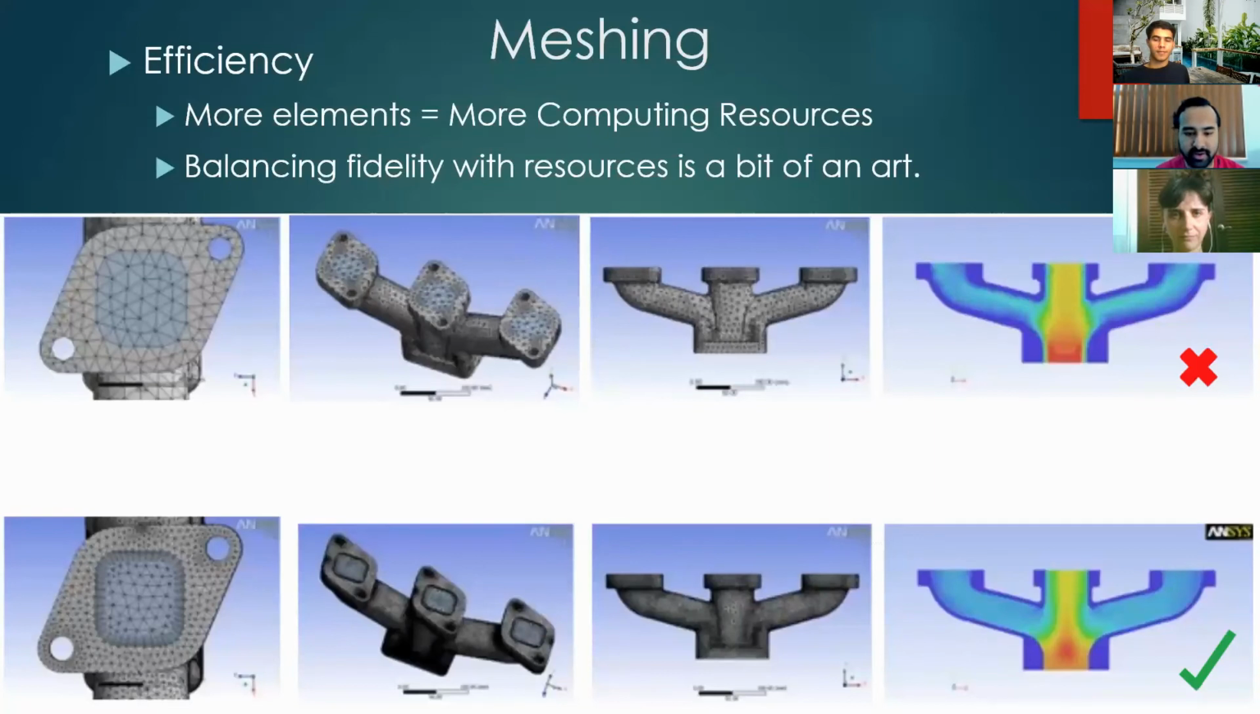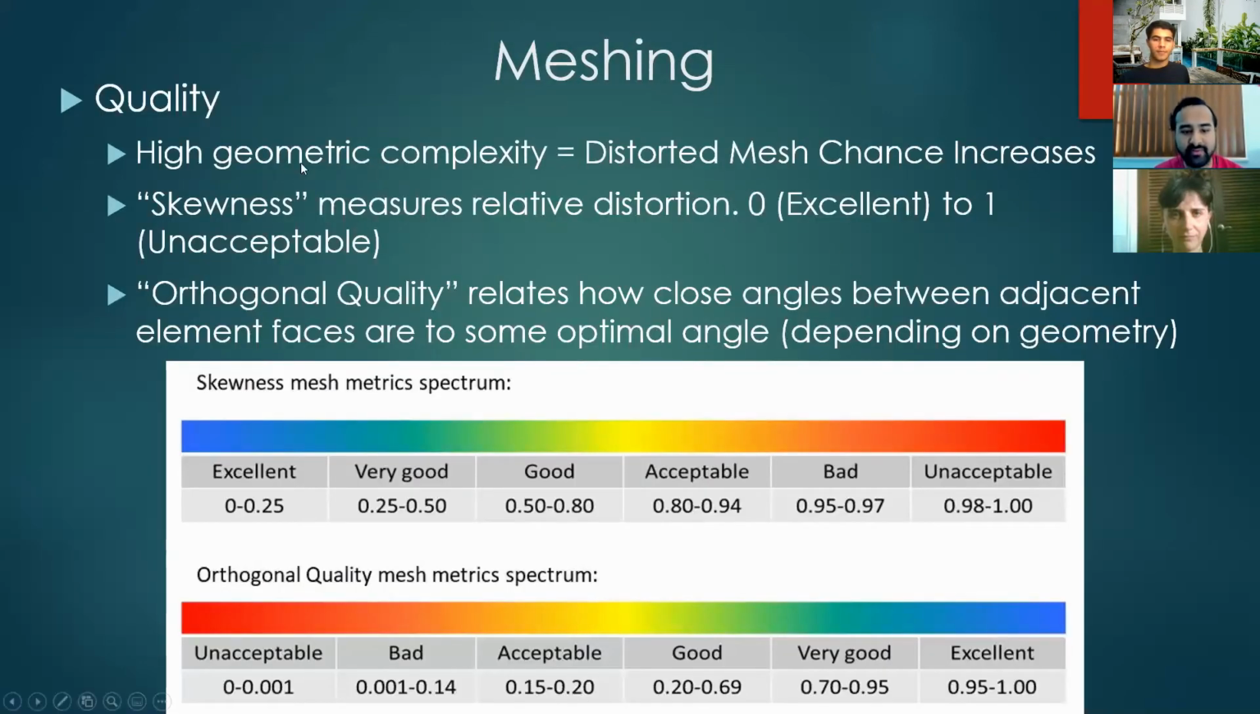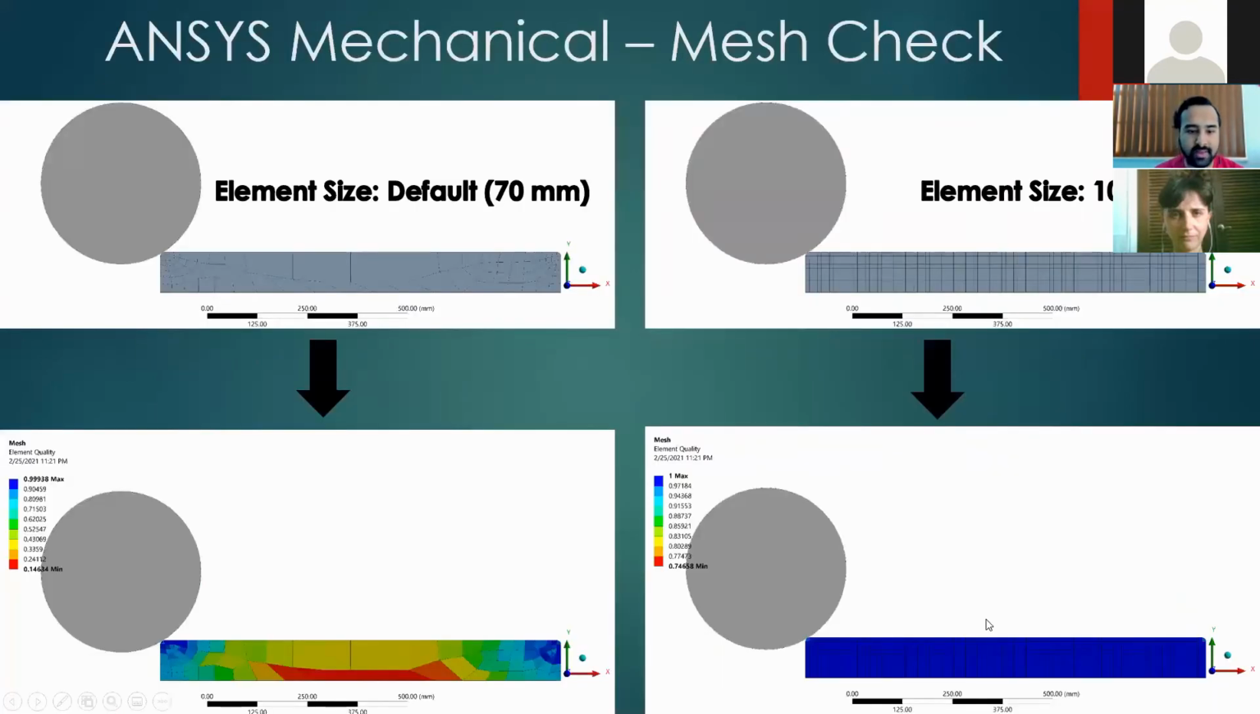So let me quickly go here. So if you have a high geometric complexity, you're going to get a distorted mesh. So the skewness that you can measure goes from 0, which is excellent, to 1, which is unacceptable. And the orthogonal quality, which is what I just showed you, has the exact reverse. So 0 is bad and excellent is 1. And case in point, if you do an element size, so the default is about 70 millimeters in the geometry I just showed you.